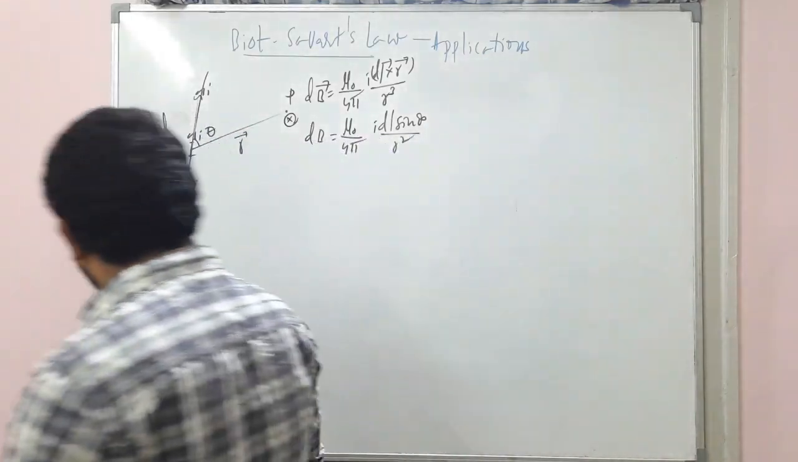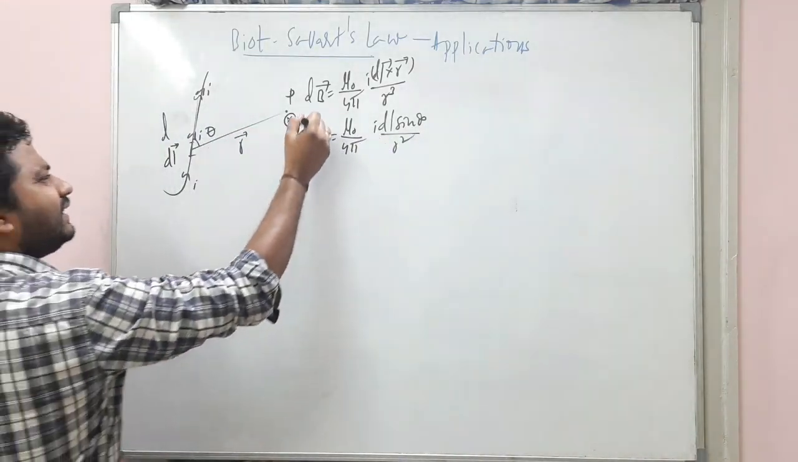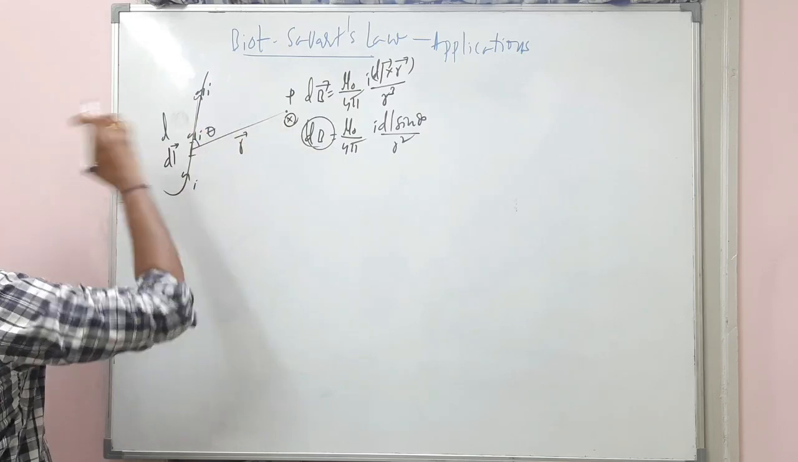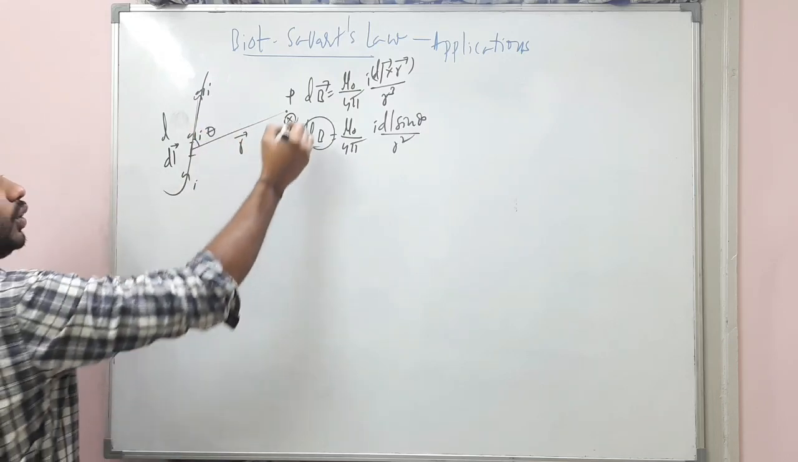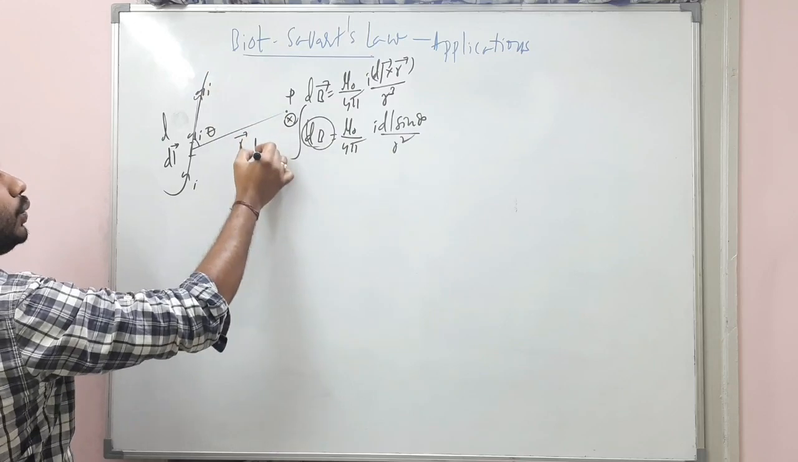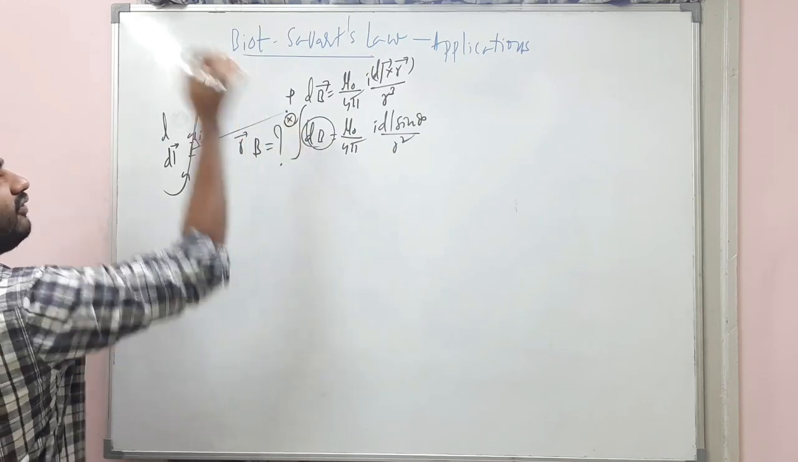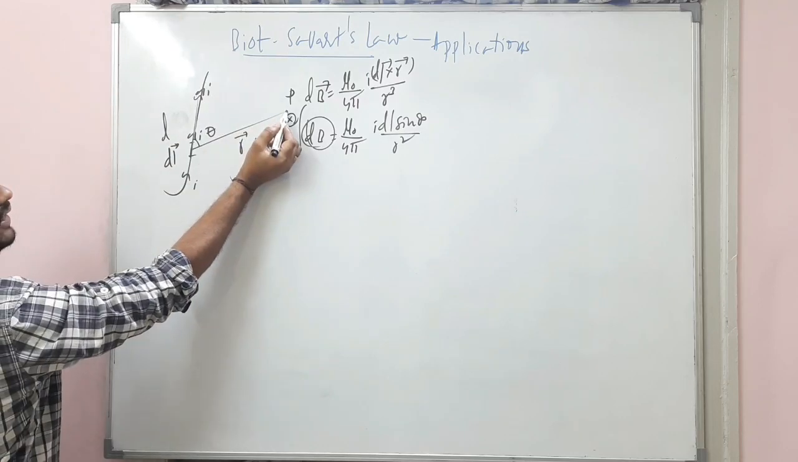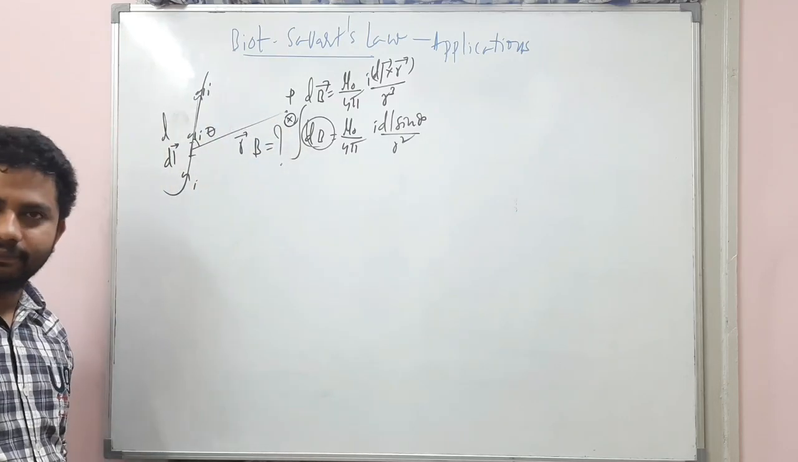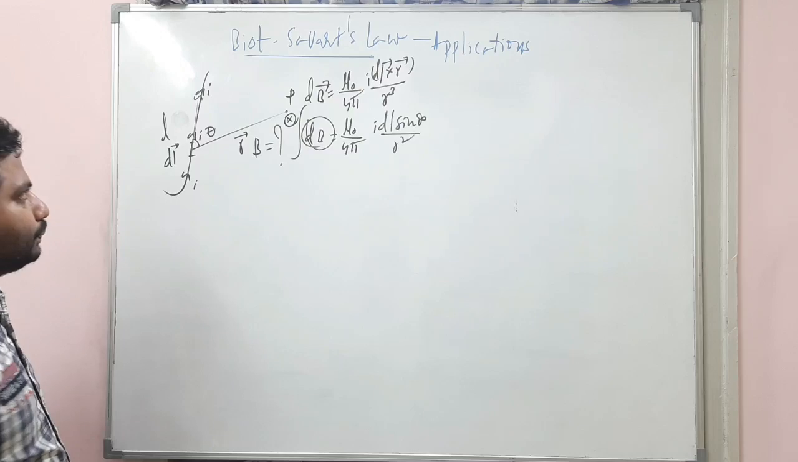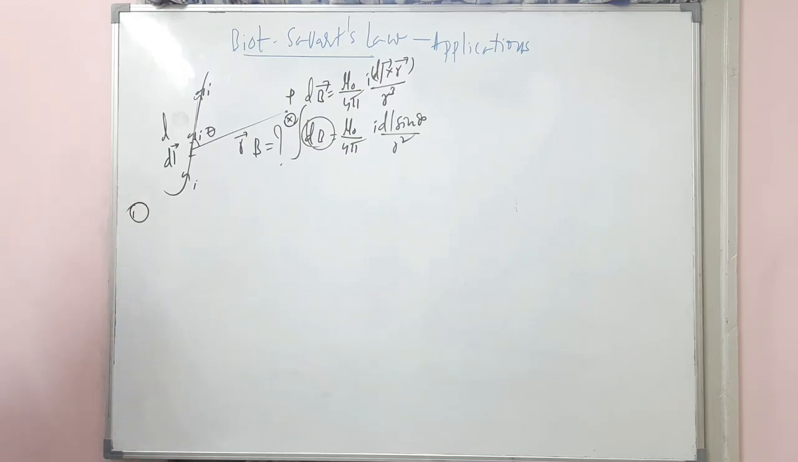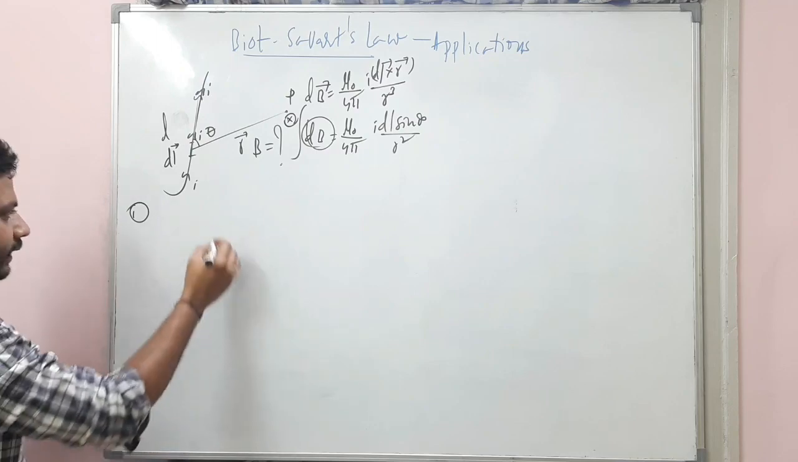Now, let's come back here. So this is dB, the magnetic field at this point due to the small length element. If you integrate this, you will get the magnetic field B due to the complete length of the wire at this point. Right? Now, let's talk about the applications. The first application, my dear children. Look at this.